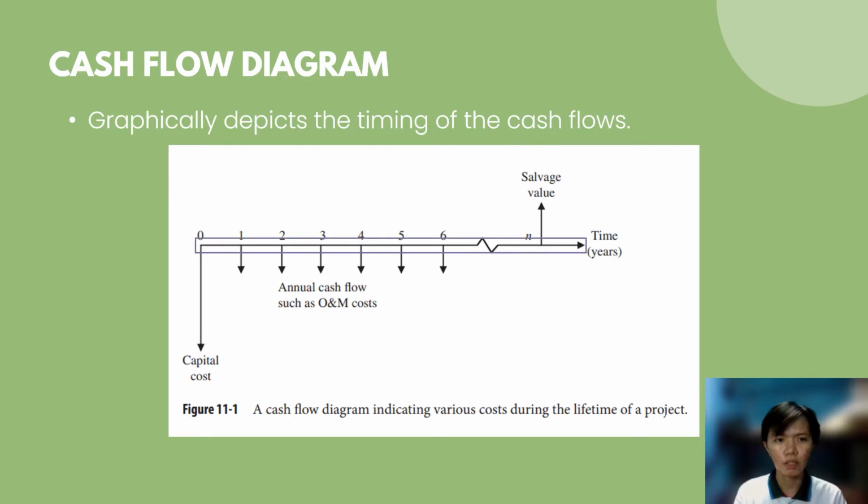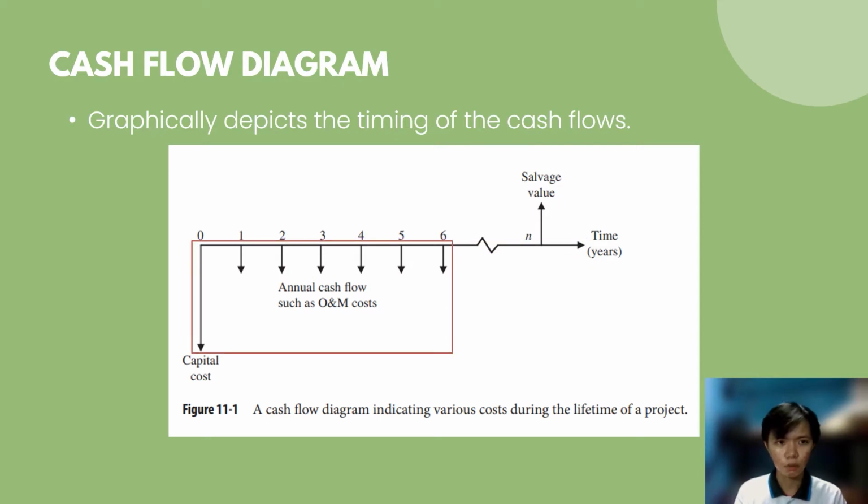Cash flow diagram graphically depicts the time of the cash flows. So the horizontal line represents the timeline, and the vertical lines represent the cash flows. The downward arrows are the negative cash flow, indicating the expenditures, and is known as outflow, while the upward arrow is the positive cash flow, indicating the incomes and is known as inflow.